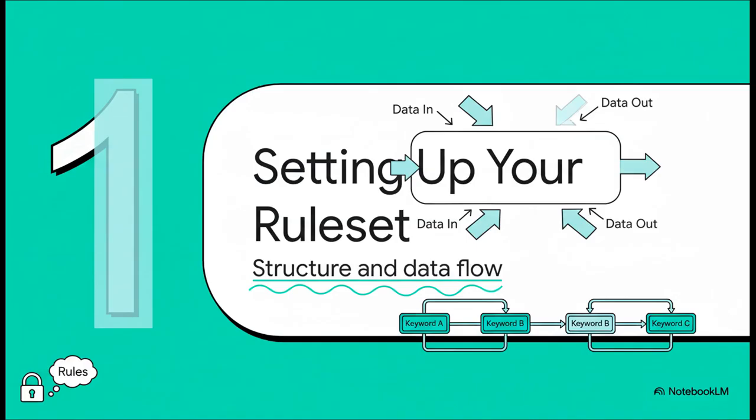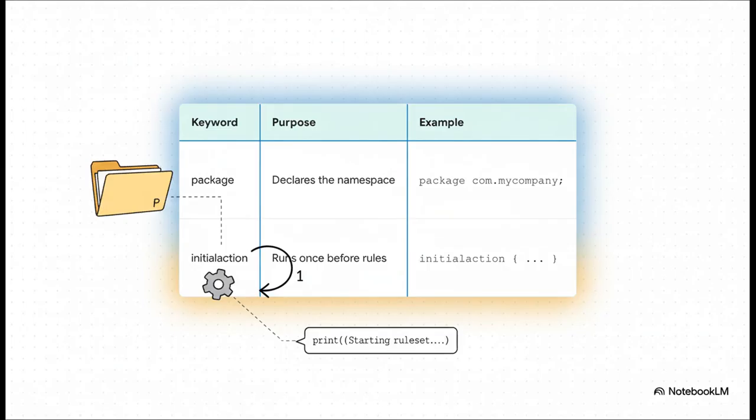First things first, you've got to build the house before you can put anything inside it. This first section is all about those foundational keywords that create the container for all your rules. Before you can write any logic, you have to define the structure and figure out how data is going to flow in and out. Now these two keywords are pretty much the pillars of any rule set file you'll create.